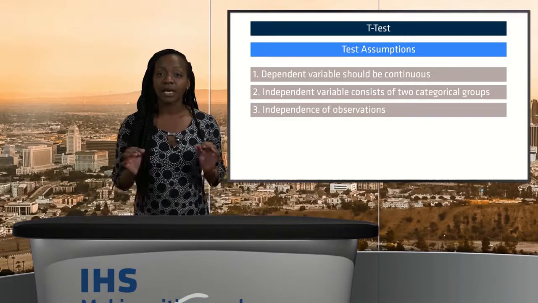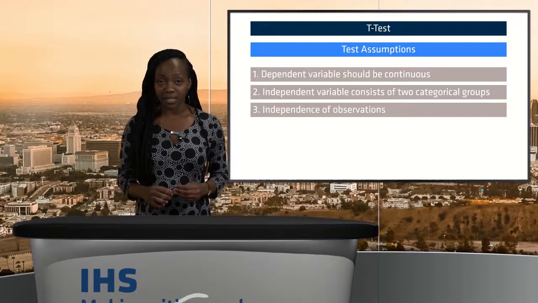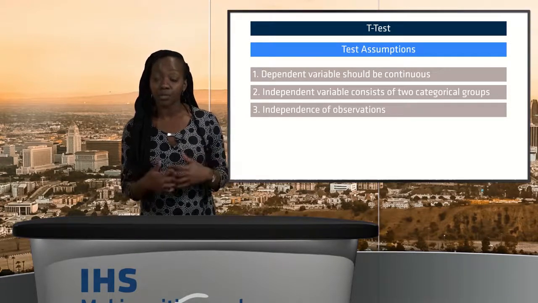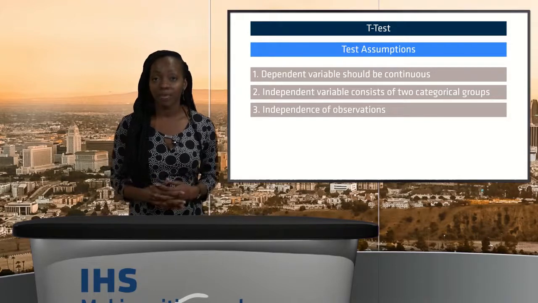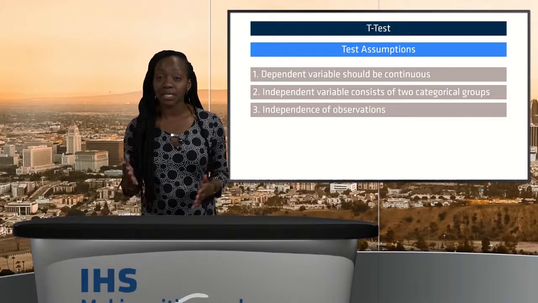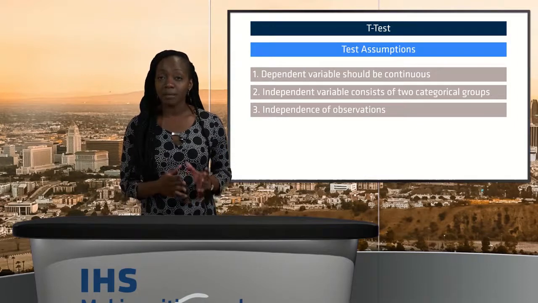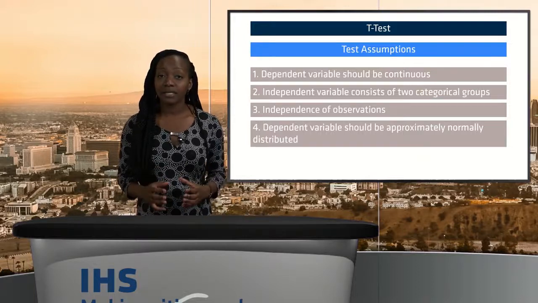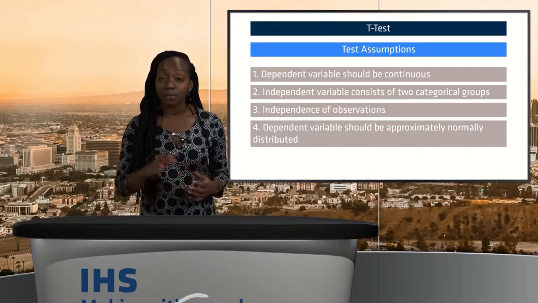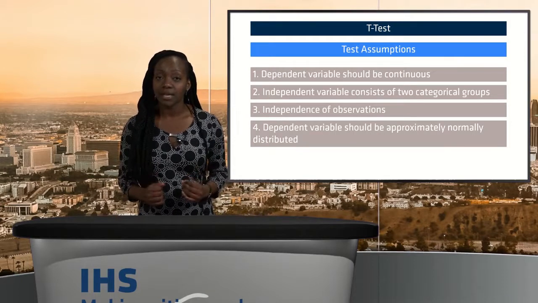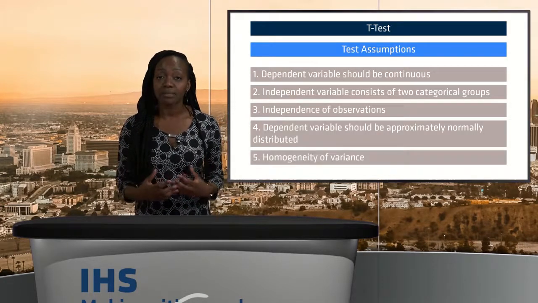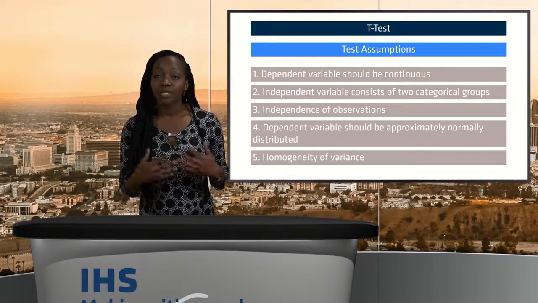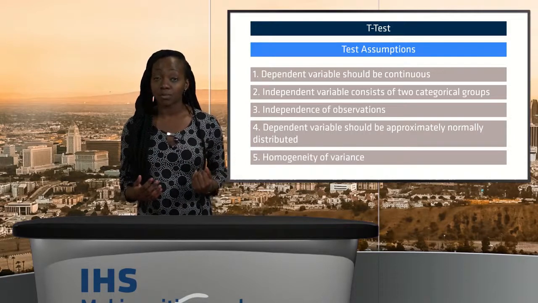Thirdly, there should be independence of observations, which means that there is no relationship between the observations in each group or between the groups themselves. For example, there must be different participants in each group, with no participant being in more than one group. Fourth, your dependent variable should be approximately normally distributed. And lastly, there should be homogeneity of variance, meaning that the variance within each of the populations is equal. We discussed variance in the previous video on descriptive statistics.